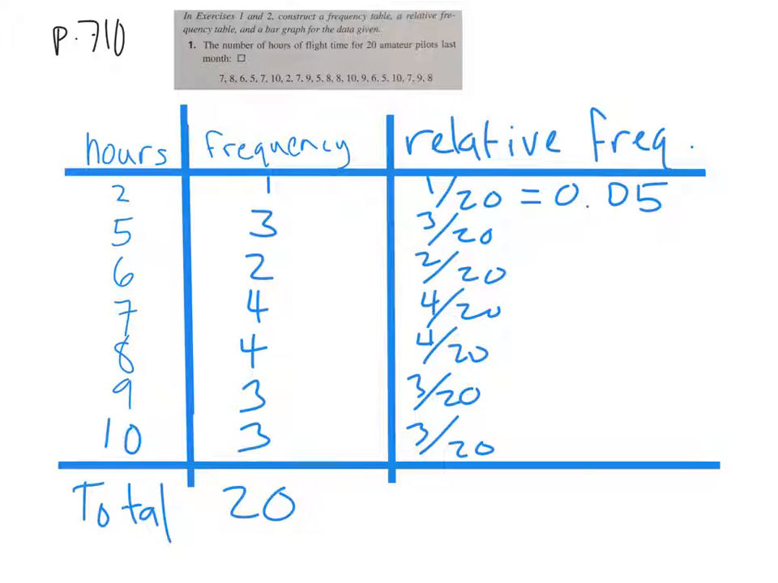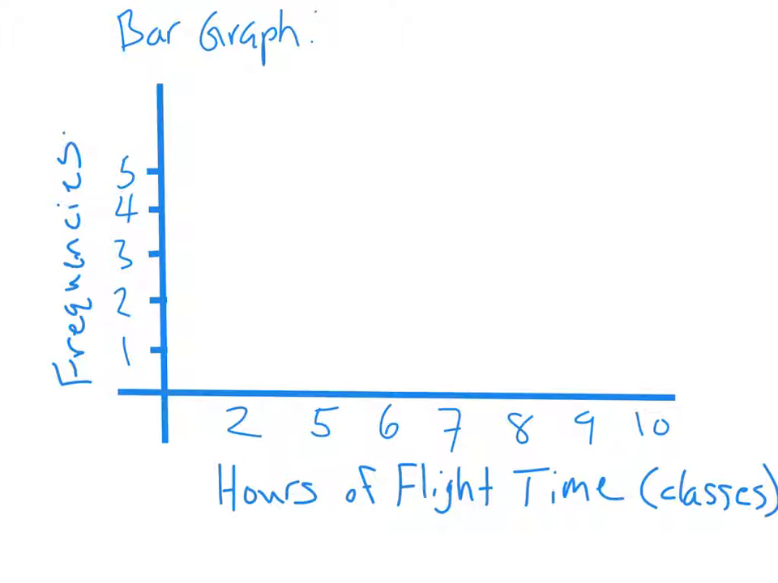So now we're going to use the frequency table to build a bar graph. Our bar graph is essentially the same thing as our frequency table. It's just laid out in a more visual representation. On the left we'll have our frequencies. None were higher than 4, so I just put it up 1, 2, 3, 4, 5. And then at the bottom we have our classes, which are just the different values that showed up in our data set, our 2, 5, etc. And these are standing for hours of flight time down there.